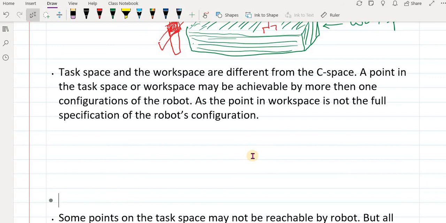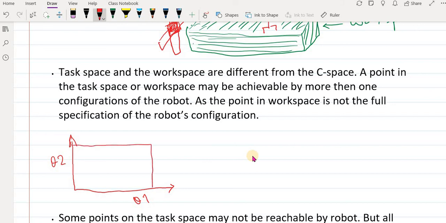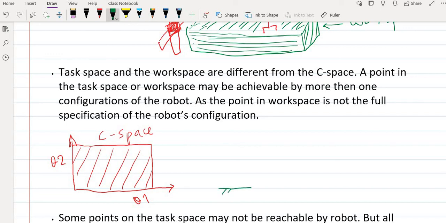So if you define a C space, we define it something like this. We say C space is the specification of all joint angles of the robot. This was theta 1, theta 2, and we call it the space where we define all possible angles of the robot. We call this the C space. On the other hand, a workspace, as we define, first I also draw this robot. I think it is important that this C space belongs to this robot here.